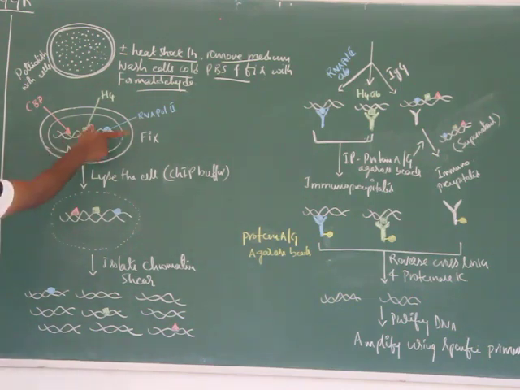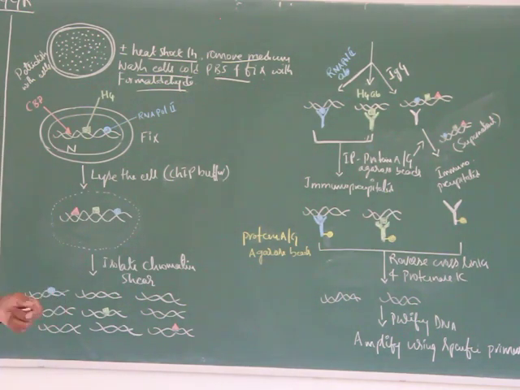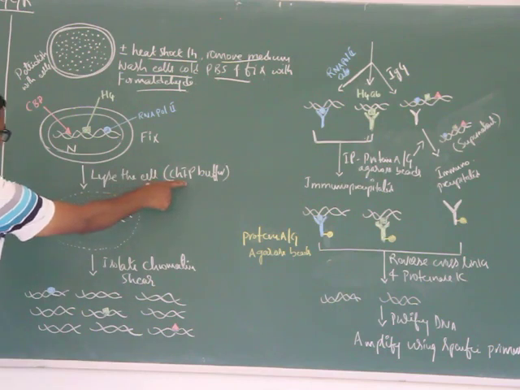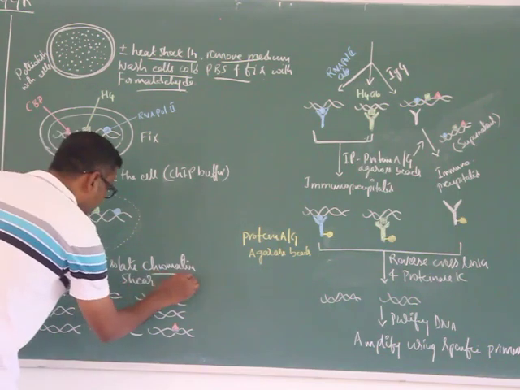Just imagine here one transcription co-activator, CBP, CREB binding protein, attached to the DNA. Then H4 is here, then RNA polymerase II. They were interested in only H4 and RNA polymerase II. Then lyse the cell using ChIP buffer. The ChIP buffer contains SDS and Triton X-100 that can break the membrane, but it does not reverse the cross-link between DNA and these proteins.